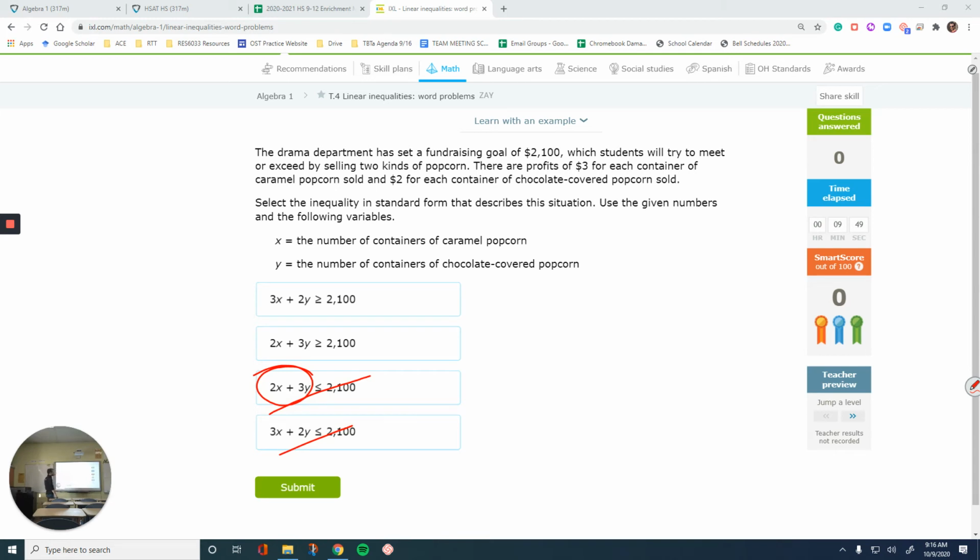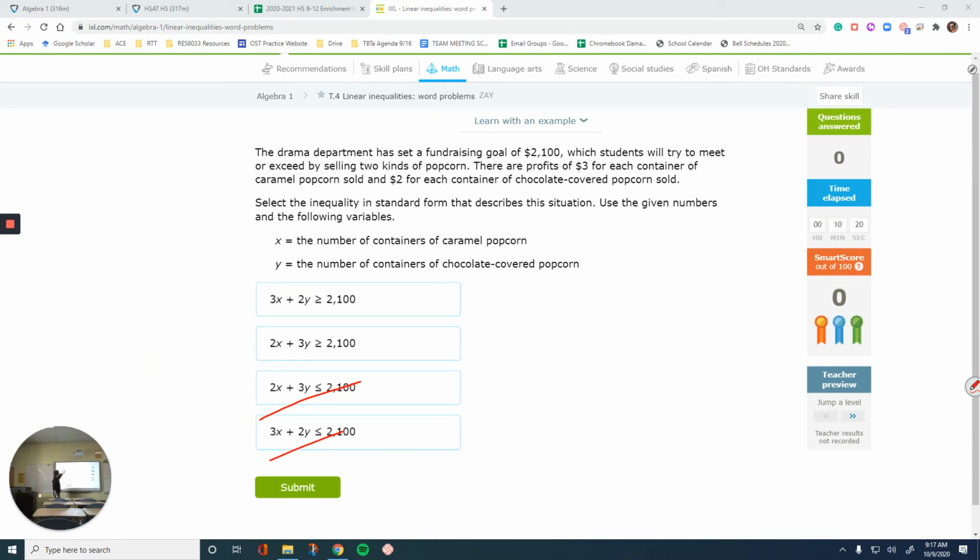Let's read the rest of the question. Which students will try to meet or exceed? You see that? They want to meet this goal or exceed this goal. They're not okay with anything less than that. So this means it is less than or equal to 2100. It's the same thing for these two. They're telling that it is okay for them to collect 2100, which I understand, but they also say that it could be less than that. I don't think anyone would be okay with that kind of a goal if they're doing a fundraising.